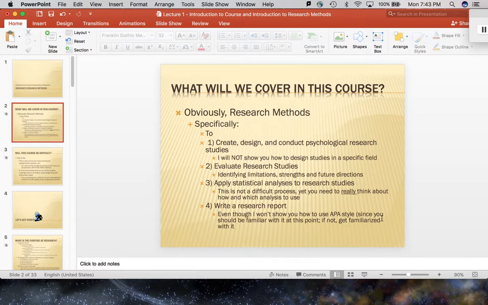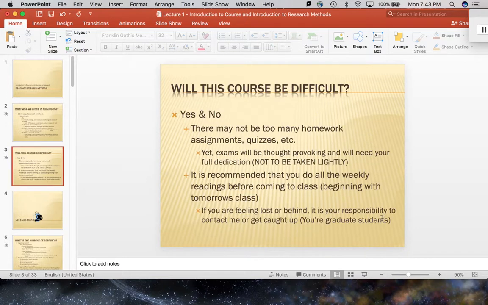And last, we're going to also talk about how to write research reports, right? Which is going to be a very important, integral part of our course. So a lot of people then ask themselves and ask me, well, is the course really going to be difficult? And the answer is, of course, yes and no. Why is it going to be difficult? Well, it's going to be difficult because there's a lot of material.